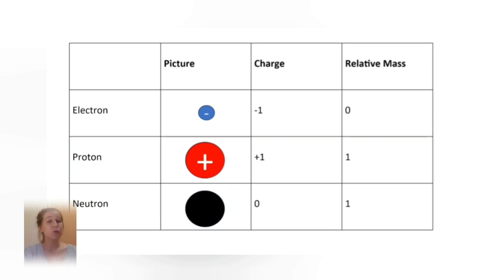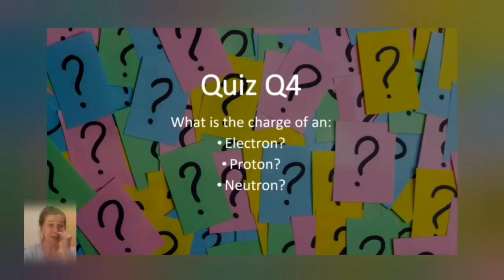And the final thing which we only touched on is the relative mass. And that just means that compared to each other, the electron basically weighs nothing, 0. And the proton and neutron, they weigh 1. We're not really talking units here, we're just saying compared to each other, electron is 0, proton is 1, neutron is 1. So just try and remember that in case it comes up in a question in your exams.